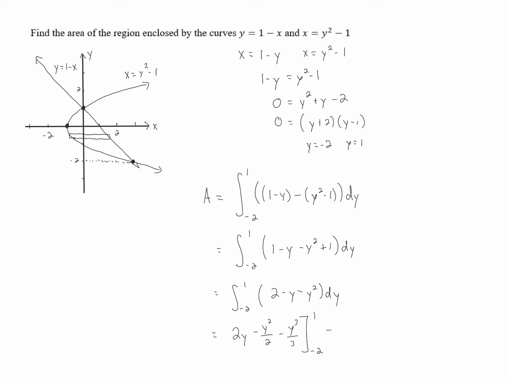And partially because I'm running out of room and partially out of laziness, I'm just going to tell you that the answer here is 9/2. You definitely should be able to plug in 1 and -2 and take the difference. So I will leave that as an exercise for you to do to make sure you get that. But we should end up with 9/2 in the end.